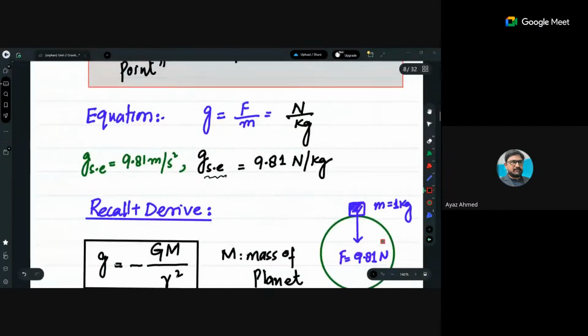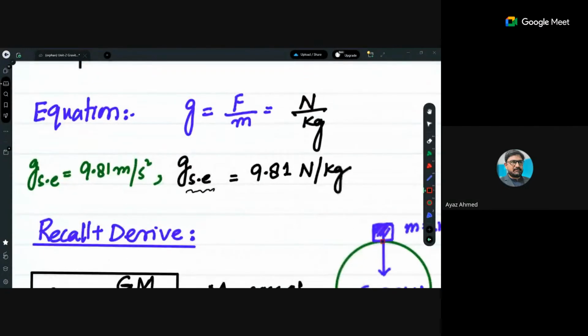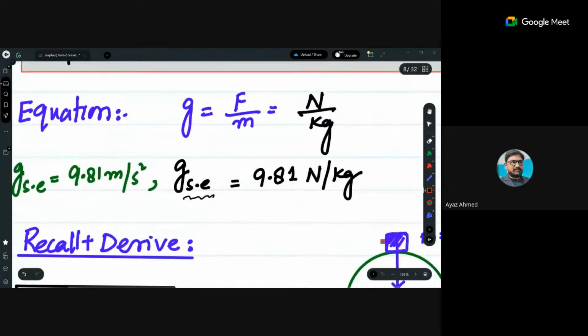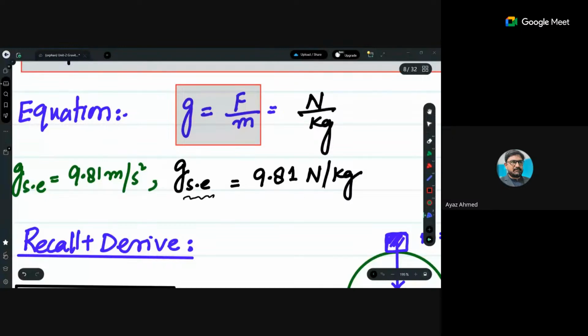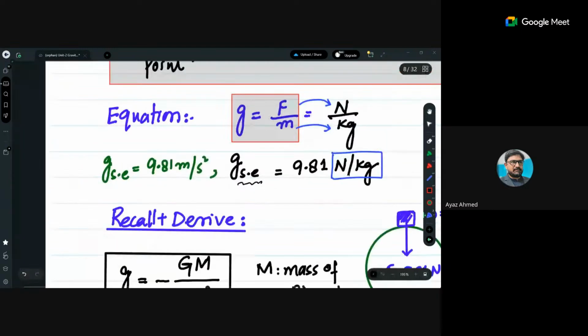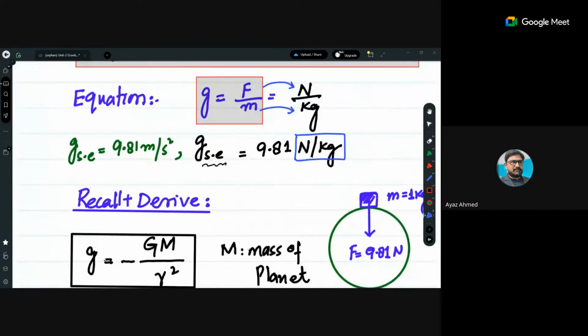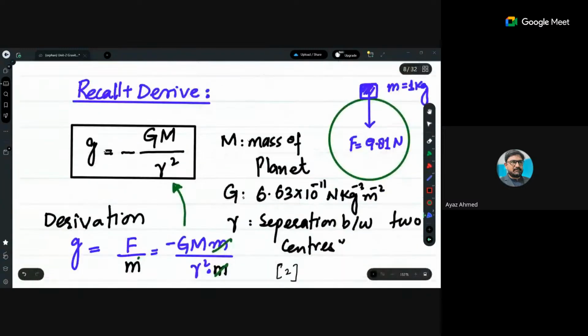So according to that, what will we do? We just use the equation from the definition. So the equation is g equals F divided by m, where F is the force and m is the mass. When you replace its units, force has unit Newton and mass has unit kg. So the gravitational field strength unit is Newton per kg. On the surface of the earth it is basically 9.81 meter per second squared, or 9.81 Newton per kg. So these are the same thing, no issues at all.